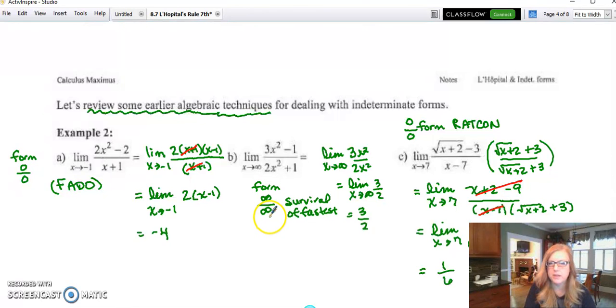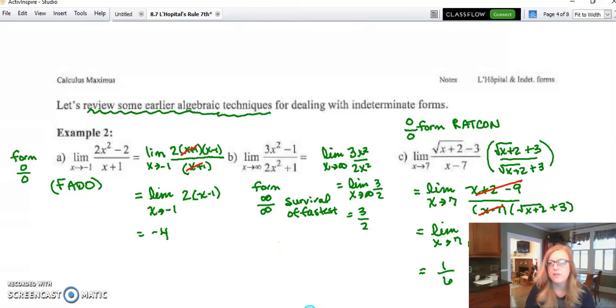I did use survival of the fastest on this one, and when you have a rational function, survival of the fastest is really the easiest thing to do and always 100% works. It's only when it's a little weird, like the ones on the previous page, that it doesn't work. So I took the dominant term of the top, dominant term of the bottom, was able to cancel. The limit as x goes to infinity is 3/2. We also know this because the degree on the top is the same as the degree on the bottom. So in a rational function, you know that the ratio of the lead coefficients is going to be your horizontal asymptote.